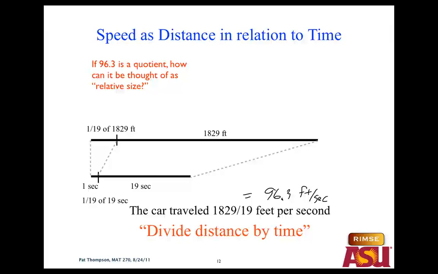So is 96.3 a quotient? Yes, it is: 1829 divided by 19. So therefore, we said that quotients are relative size. I want you to have a conversation with the person next to you. How can that number, 96.3, be thought of as a relative size? Go.